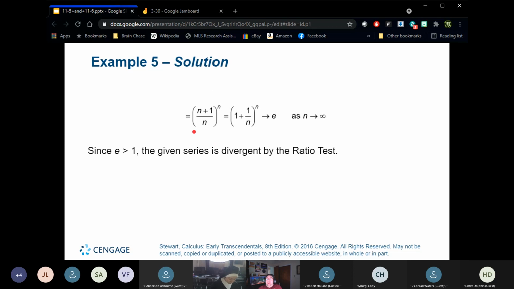Now, this is something you're probably going to want to write down, because it comes up quite often in these, and it's not something you just look at and go, oh yeah, that's e. It's not something that just rolls off the tongue. So 1 plus 1 over n, to the nth power, the limit of that goes to e. So if you get anything that comes up to that, it's going to e. And since I'm doing the ratio test and e is greater than 1, this is divergent.